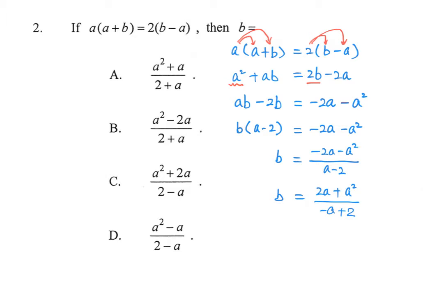Okay, so if you want to present it in a better way, this is A squared plus 2A at the top, and in the denominator should be 2 minus A. So this is the answer. The answer should be C.